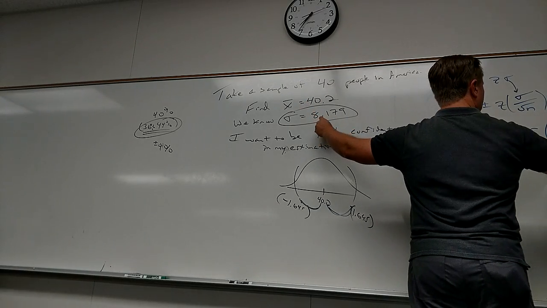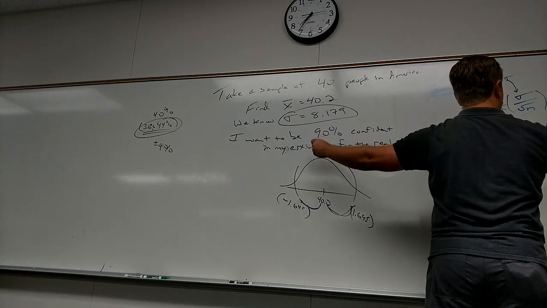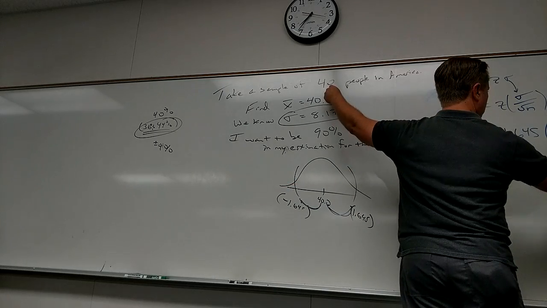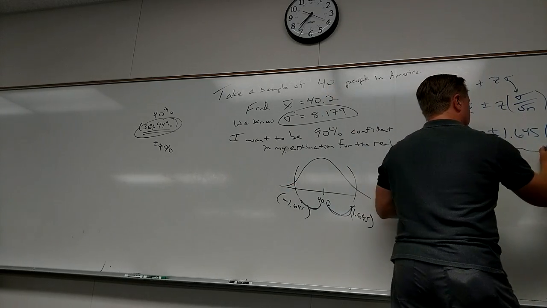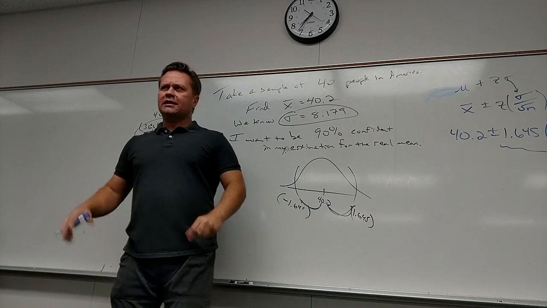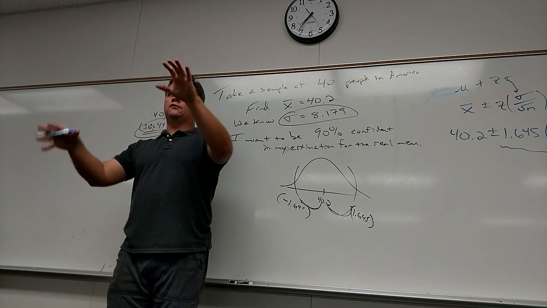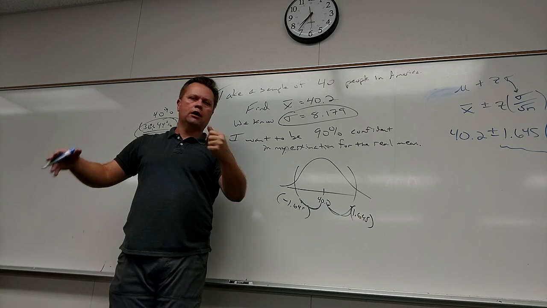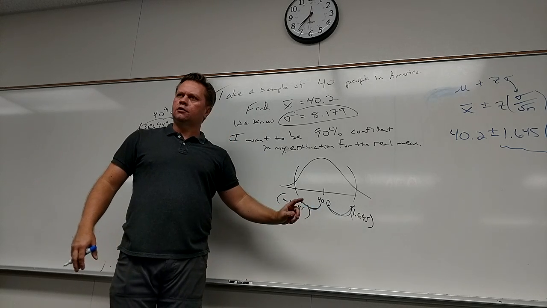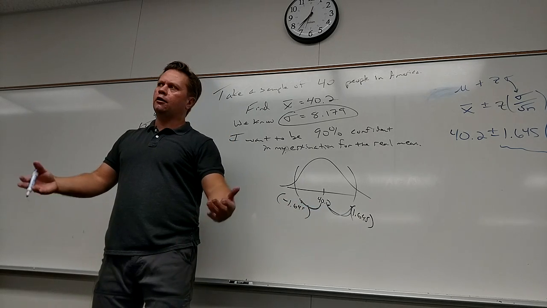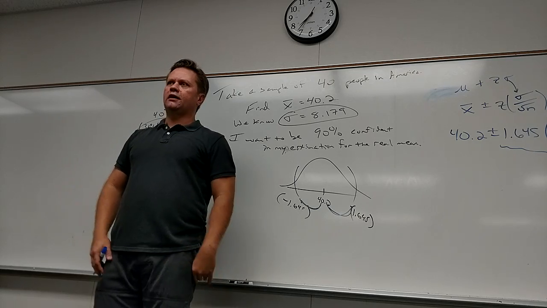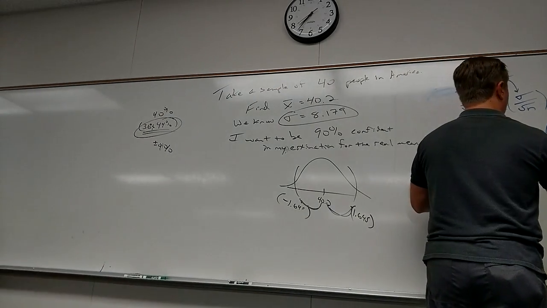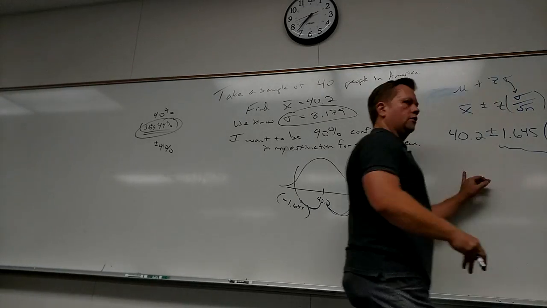Times the old standard deviation divided by the square root of 40. This piece, that's related to the plus or minus 4%. That's how off I think I am. How off I think this is. So we call that the error, remarkably enough. That is our error. That's how far off we think we are. So this piece is called the error.